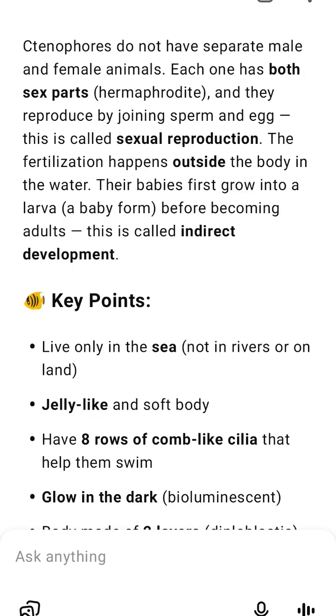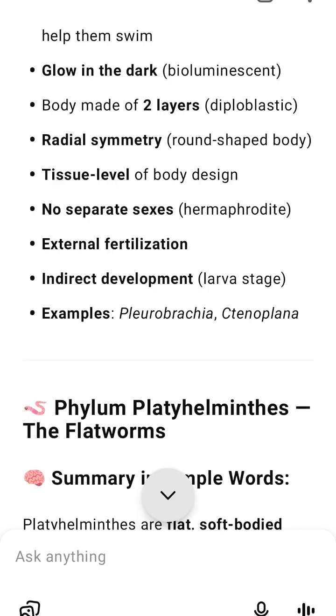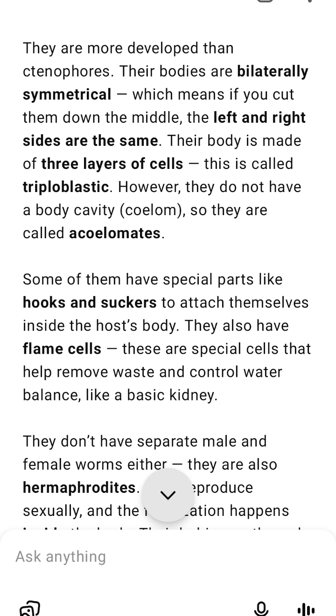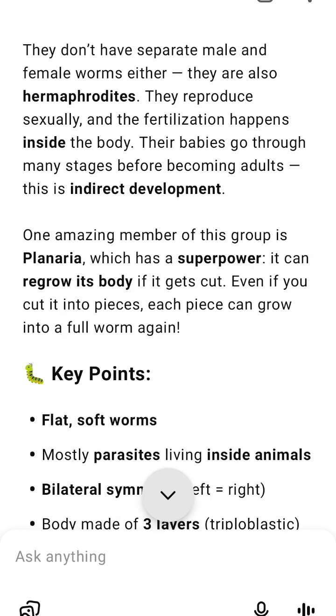Body shape: jelly-like, soft, round; flat, ribbon-like. Where they live: ocean only; inside animals, parasitic. Body symmetry: radial, circular; bilateral, left and right same. Body layers: 2 layers, diploblastic. Body cavity: none, acoelomate.